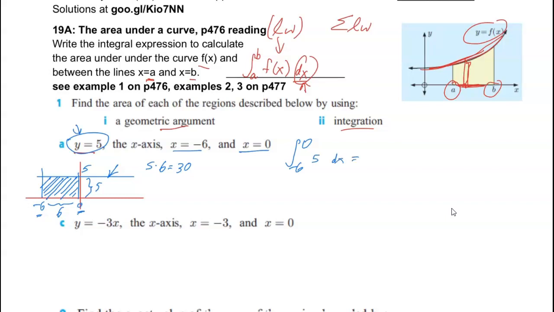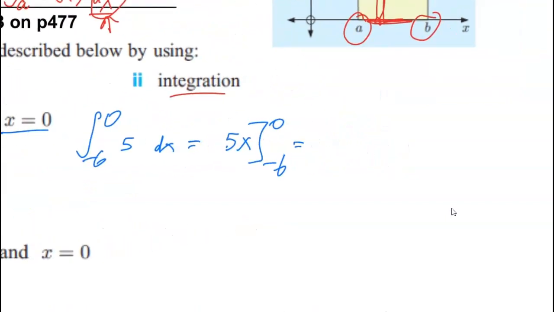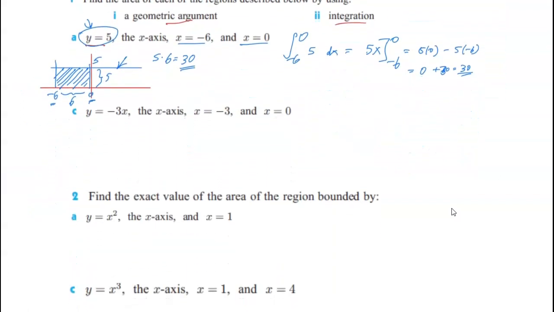If we wanted to calculate with an integral, the first thing we're going to do is find the integral of 5. It's 5x. And then we write the bracket showing that we're about to substitute in 0 and -6. First we put in 0, and then we subtract, putting in -6. That would be 0 plus 30, which is equal to 30. So we still get the same result by doing the integral. We got the same result as doing the length times width, 5 times 6.